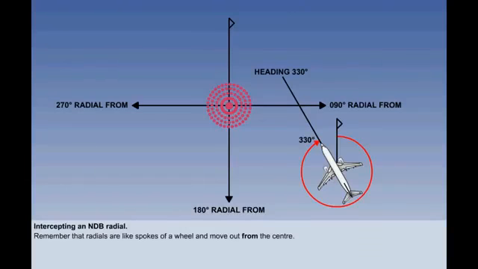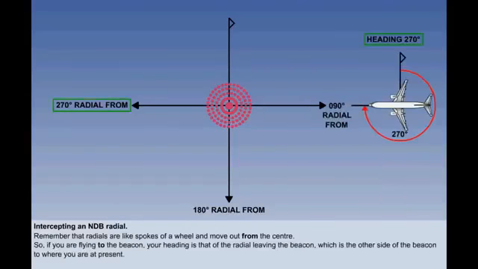Remember that these radials are like spokes of a wheel and move out from the centre. So, if you are flying to the beacon, your heading is that of the radial leaving the beacon, which is the other side of the beacon to where you are at present. Do not consider yourself to be on the 090 radial, the reciprocal of 270, because you are not flying in the direction of that radial from the beacon.